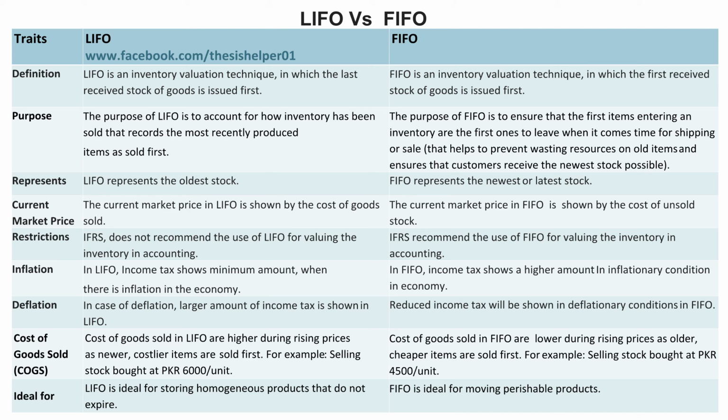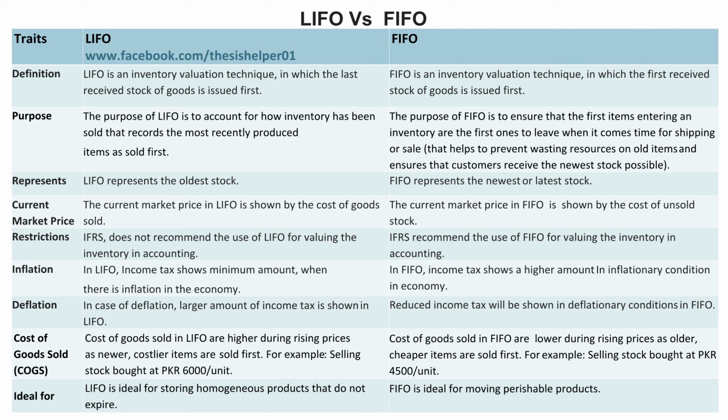In LIFO, income tax shows minimum amount when there is inflation in the economy, whereas in FIFO, income tax shows a higher amount in inflationary condition in economy. In case of deflation, larger amount of income tax is shown in LIFO, whereas reduced income tax will be shown in deflationary conditions in FIFO.